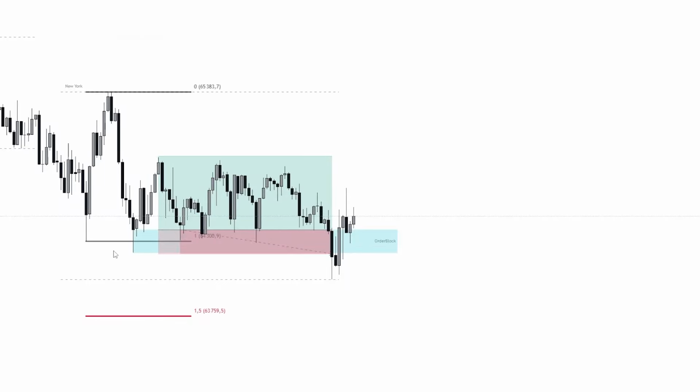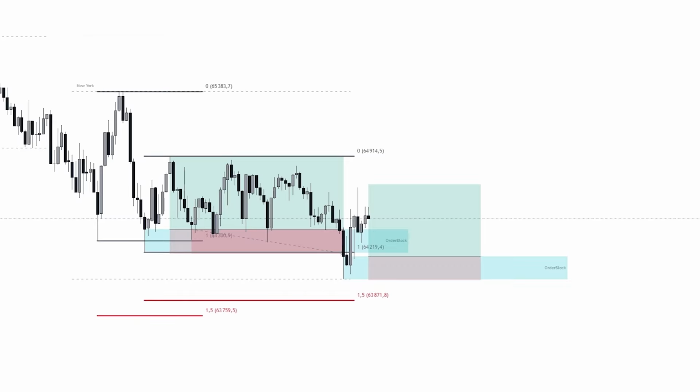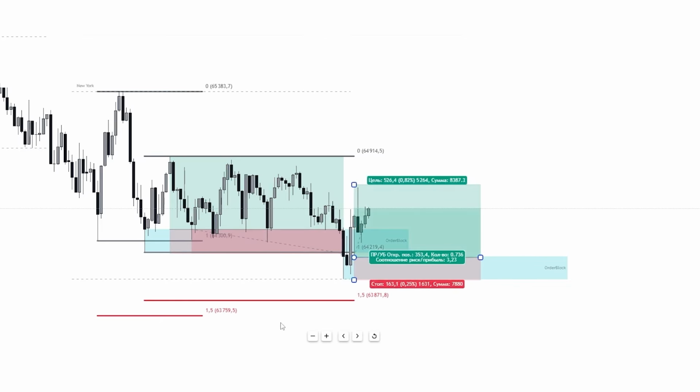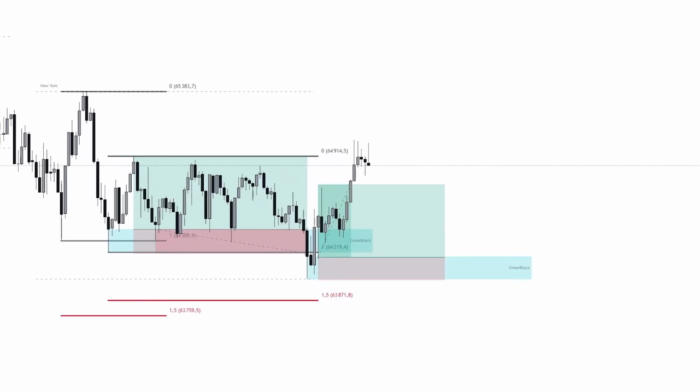We stretch the Fibonacci from the last low to the end of the correction. The sweep remains within the marked zone. Therefore, this pattern suits us. I mark the wick of this candle as the order block and place a pending order. Let's see what happens next. Already on the very next candle, our order is taken and the trade is successfully closed at take profit.